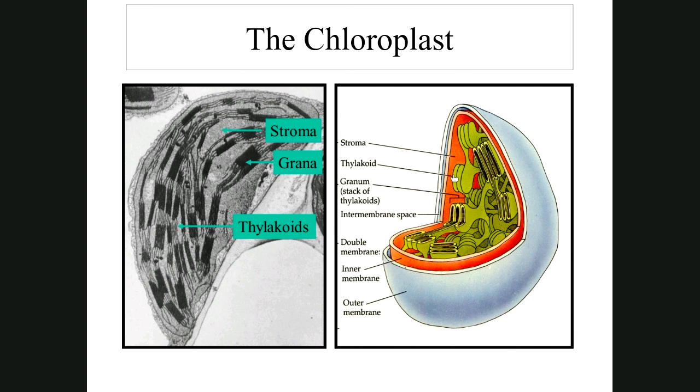So you see stacks all over the place. Well, that's what the dense structures are on this electron micrograph. Those are all grana, stacks of thylakoid discs. The stroma is going to be the fluid. It's going to surround these thylakoid discs. And you can see on the left-hand picture it's kind of light gray. And the right-hand picture, they're just kind of pointing out where it is.